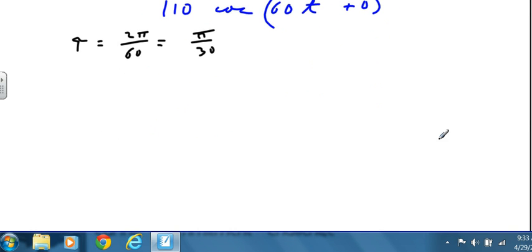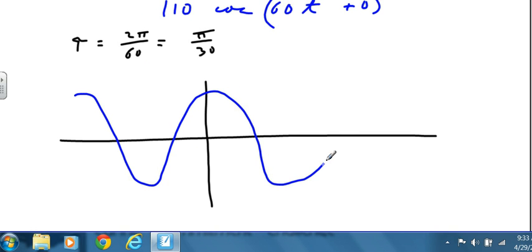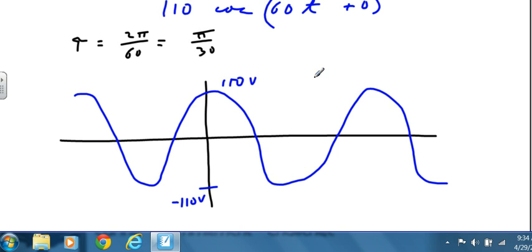And so now all we need is a cosine function. So let's start over there. All right, looks good. We're going to go up to 110. We're going to go down to minus 110 volts. And now we're going to repeat in one period, so that'd be pi over 30. I'm going to repeat at one period, minus pi over 30, and we are done.